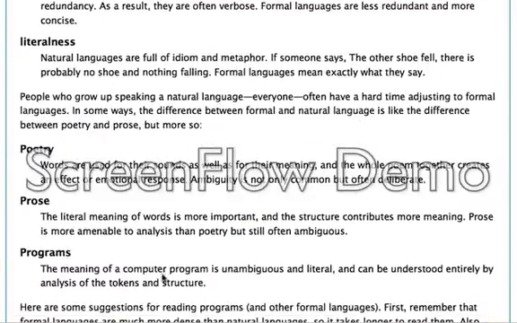Poetry. Words are used for their sounds as well as for their meaning, and the whole poem together creates an effect or emotional response. Ambiguity is not only common, but deliberate. Prose. The literal meaning of words is more important, and the structure contributes more meaning. Prose is more amenable to analysis than poetry, but still often ambiguous. Programs. The meaning of a computer program is unambiguous and literal, and can be understood entirely by analysis of the tokens and structure.